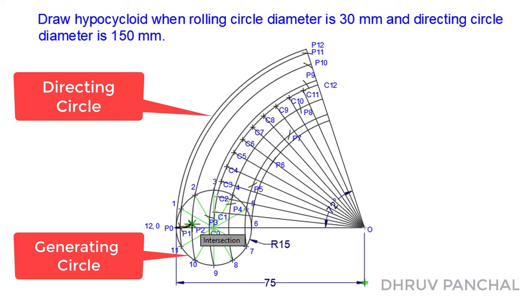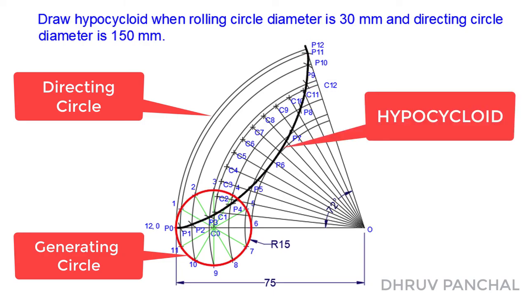Now, with the help of a French curve, draw a smooth curve passing through all the derived P points. This smooth curve is known as a hypocycloid.